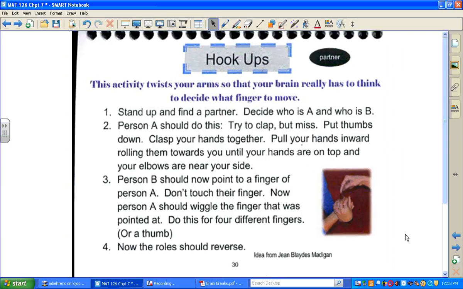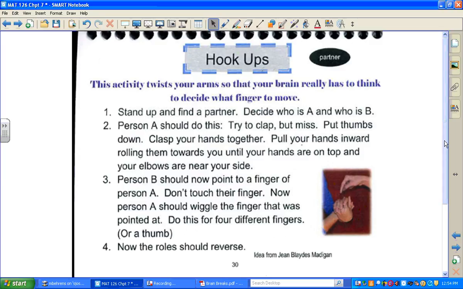So, stand up and find a partner. Decide who is A and who is B. Person A should do this. Try to clap but miss. Put your thumbs down. Clasp your hands together. Pull your hands inward, rolling them towards you until the hands are on top of your elbows near your side.